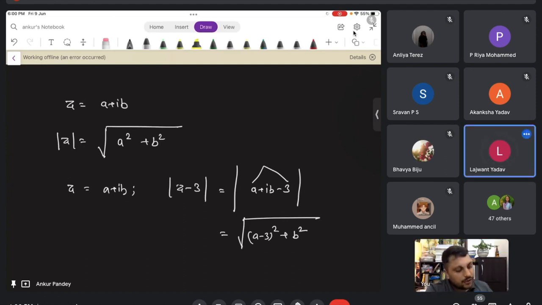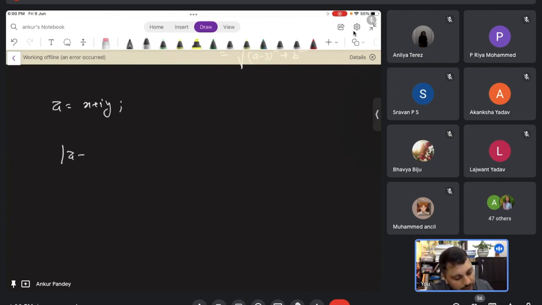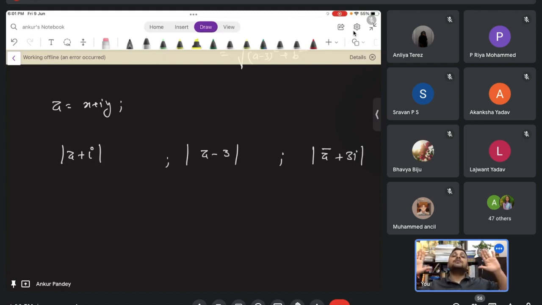Got it? Sure. Yes, sir. So tell me 2-3 questions. If z is equal to x plus iy, tell me what is the mod of z plus i? What is the mod of z minus 3? What is the mod of conjugate of z plus 3i? Calmly work out the answers to these 3 questions and give them to me.